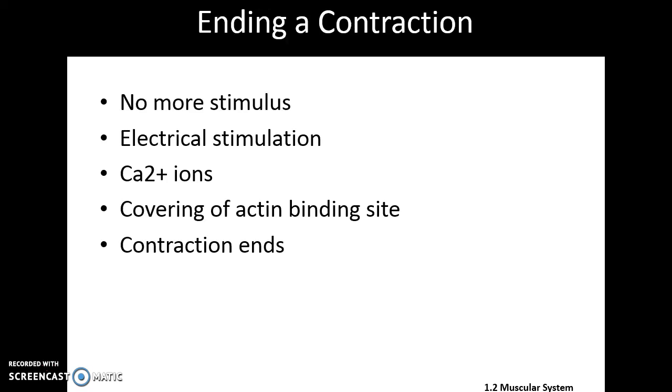Once the stimulus stops, the electrical stimulation ends, which causes the sarcoplasmic reticulum to recapture Ca2+ ions, and troponin and myosin revert back to their original positions, which is when they're covering the actin binding sites, which means no more movement can occur.